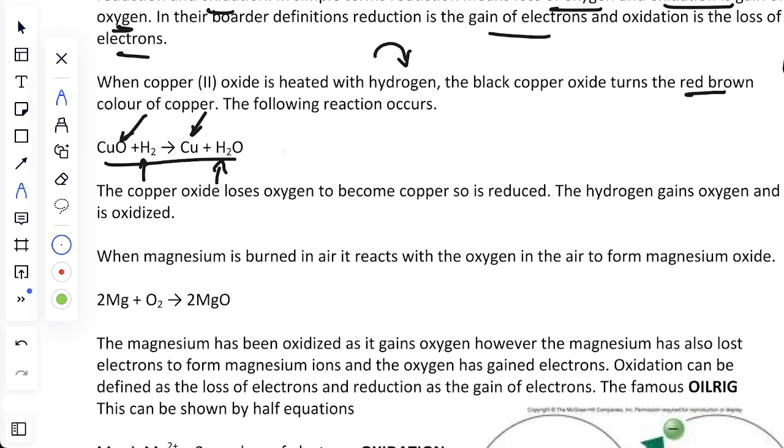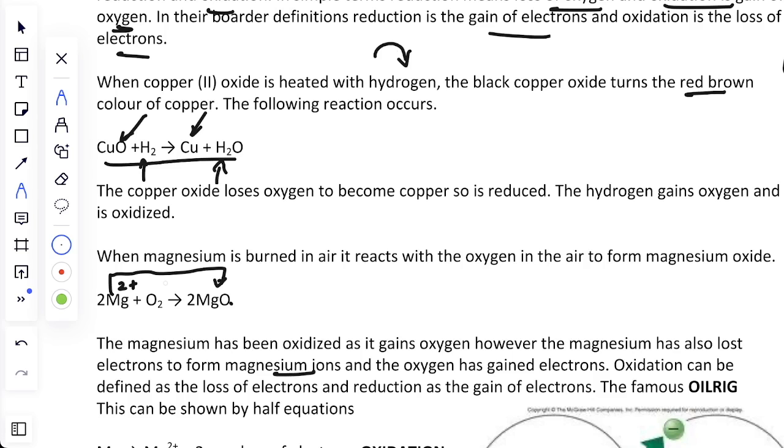Magnesium is getting oxidized, that is oxidation. The magnesium is burned in the air and reacts with oxygen to form magnesium oxide. So this magnesium is being oxidized as it gains oxygen. However, magnesium has also lost electrons to form magnesium ions. Remember, magnesium forms 2+ ions, so it is losing electrons, and the oxygen has gained these electrons. So oxidation can be defined as the loss of electrons. That's another way to look at oxidation and reduction.